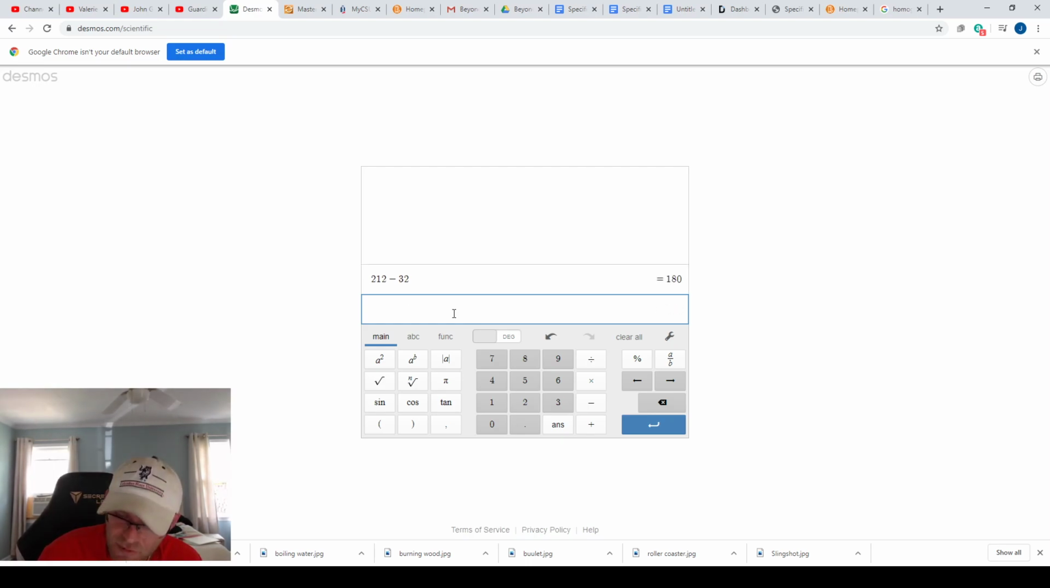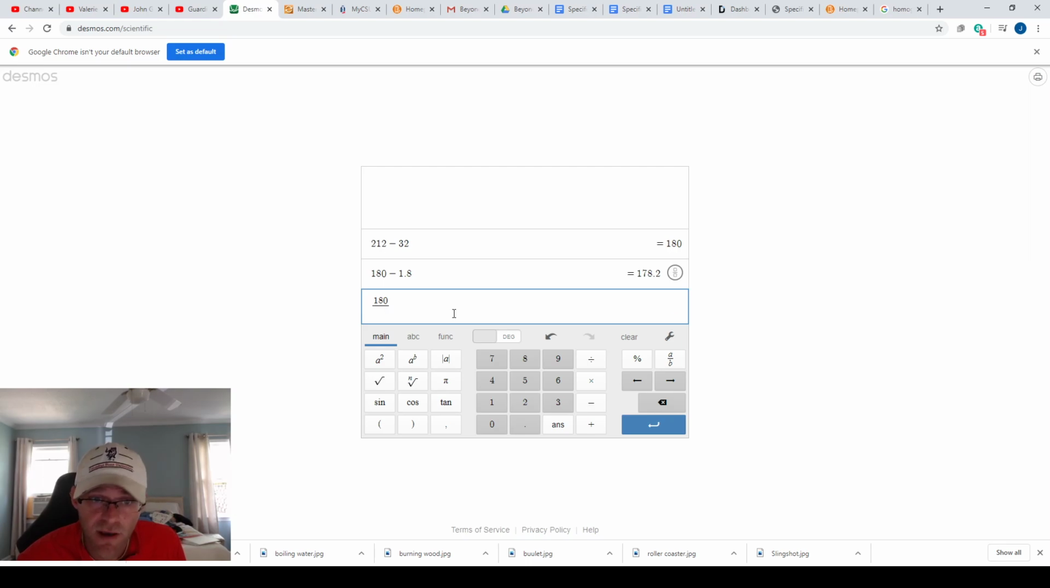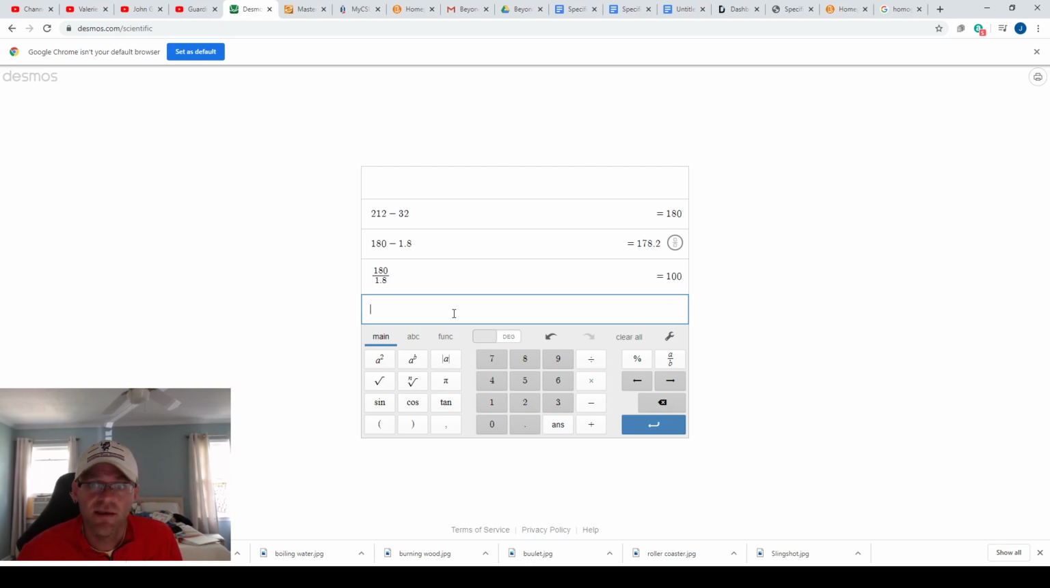I like to separate it, I may have said this already, just so I don't have to worry about order of operations. Sometimes with these scientific calculators, you have to put in the parentheses in the right way. I did minus, not divide, sorry. 180 divided by 1.8 equals 100. So 212 degrees Fahrenheit equals 100 degrees Celsius.